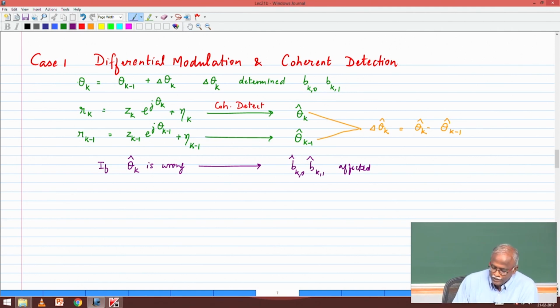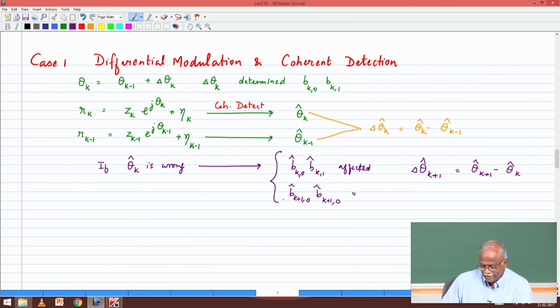Not a problem. Whenever you make a wrong decision, it is going to affect the information bits that you transmitted. However, notice that the next symbol, delta theta k plus 1, also depends on theta k, because that is theta k plus 1 minus theta k hat. So it is going to affect bk plus 1,0 hat and bk plus 1,1 hat as well. That means one wrong decision makes errors occur over two symbol durations, which were actually information transmitted.